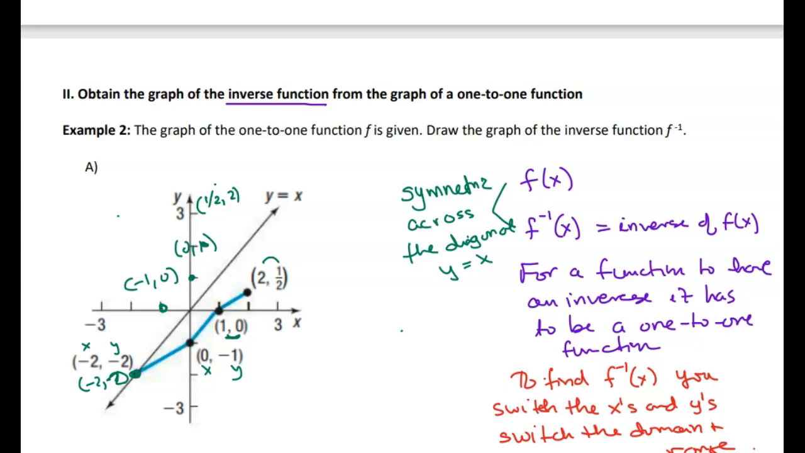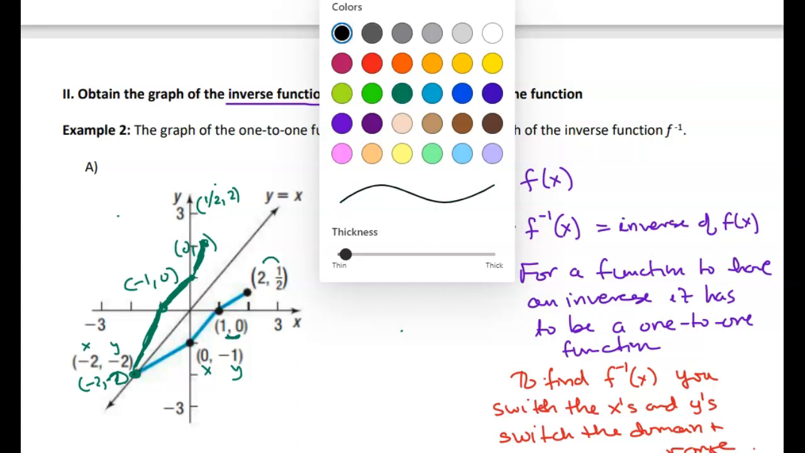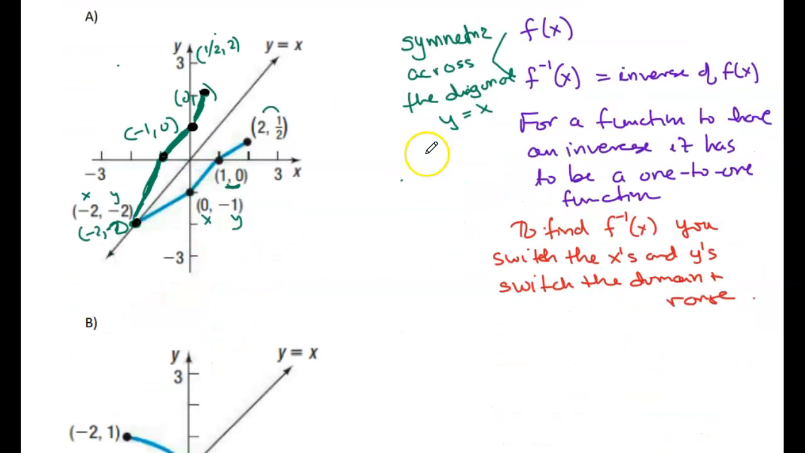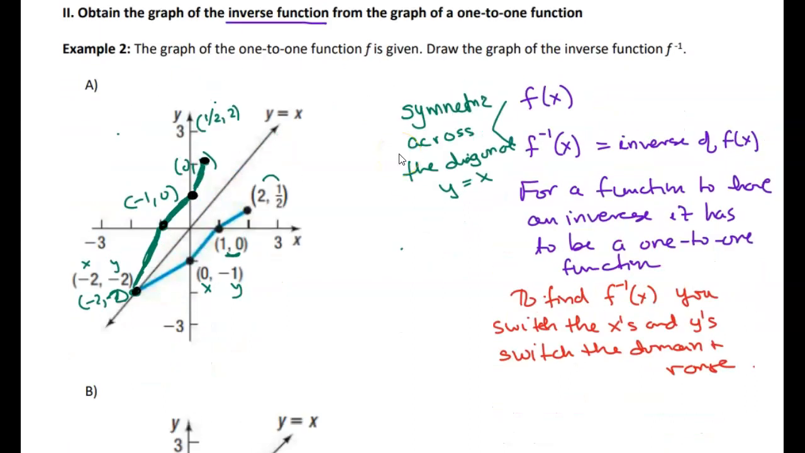Alright, so now let's connect the points. So these connect, and these connect. Alright, and we basically made the graph of the inverse function. So let me kind of draw these points in. Okay, and the function and its inverse will always have the symmetry.